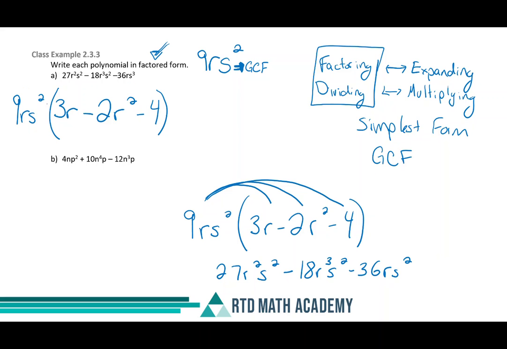So if we don't place that 9rs squared there, and we wrote it like this instead, that's not equivalent. That's not the same thing. It's not being multiplied, so they're not the actual same terms. You must be able to put in that rs squared to say that you were factoring out that greatest common factor.